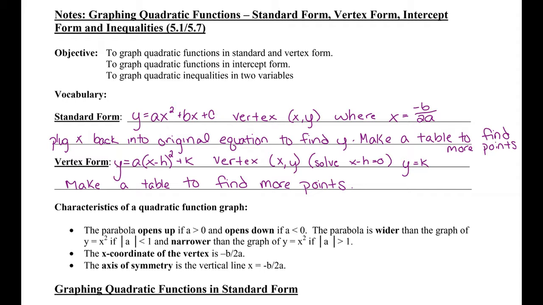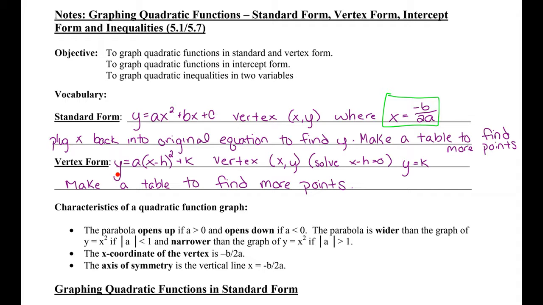Standard form is an equation y equals ax squared plus bx plus c, where the vertex is the ordered pair x comma y. In order to find x, you are going to use the formula x equals negative b over 2a. Once you find x, you're going to plug it back into the equation in both spots for x, and you're going to solve for y. Then, once you have the vertex, you are going to use a table to find more points.